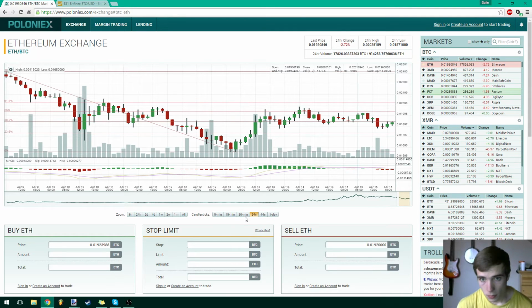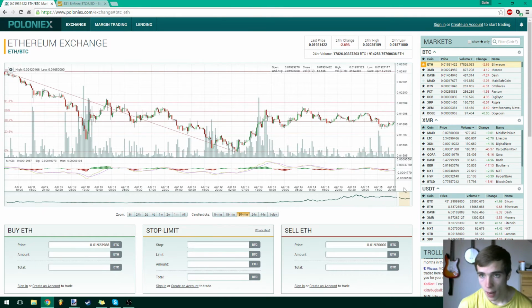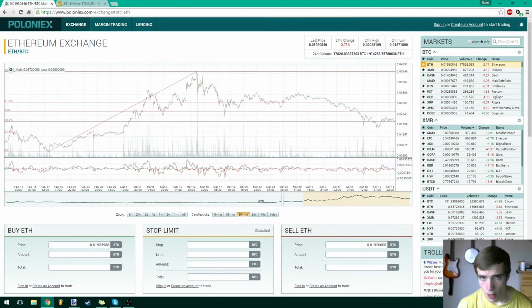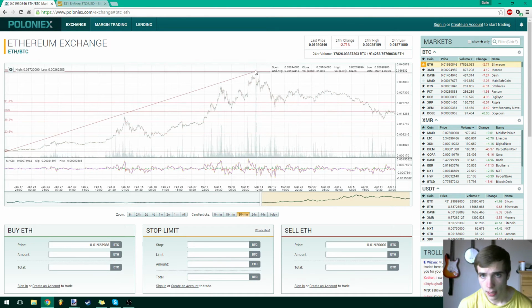So these 1, 2, 3 bottoms need a little more time before we can decide whether they are in fact 1, 2, 3 bottoms. But they are potential 1, 2, 3 bottoms that are forming right now. Ethereum has been downtrending since March 14th, when it hit its high at about $14, or 0.037200 Bitcoin.